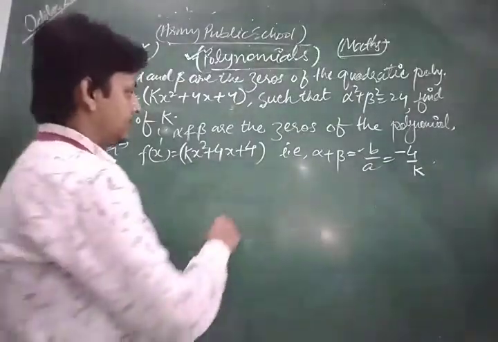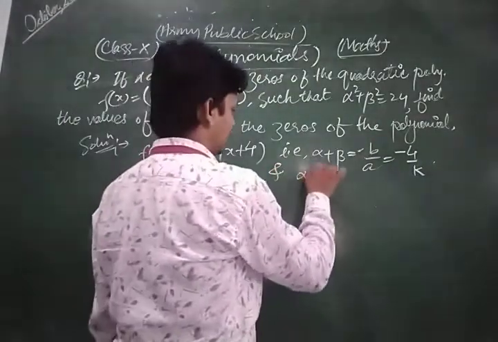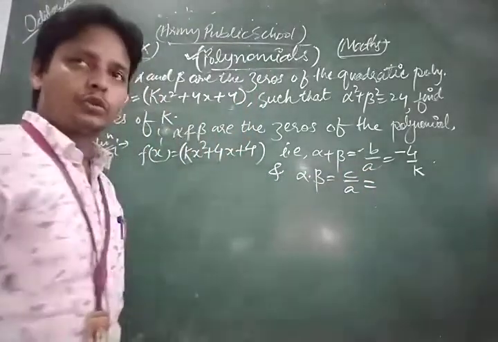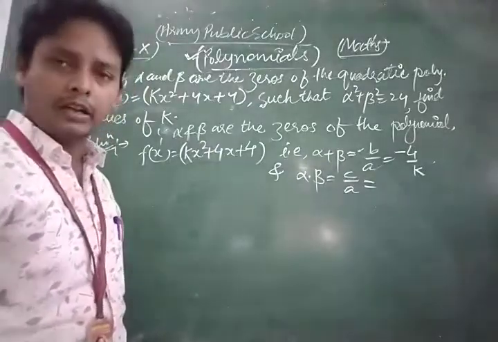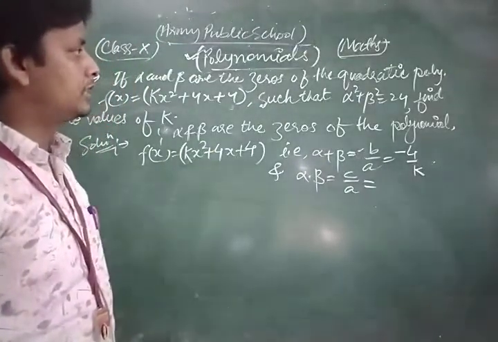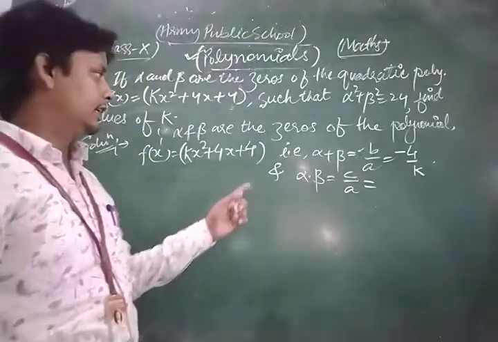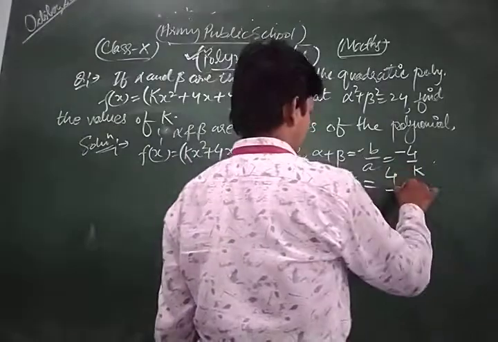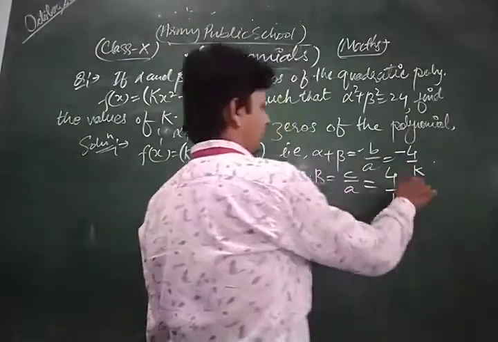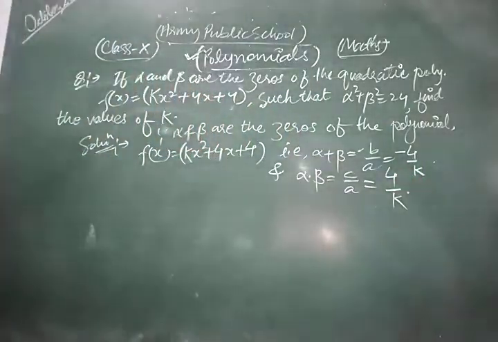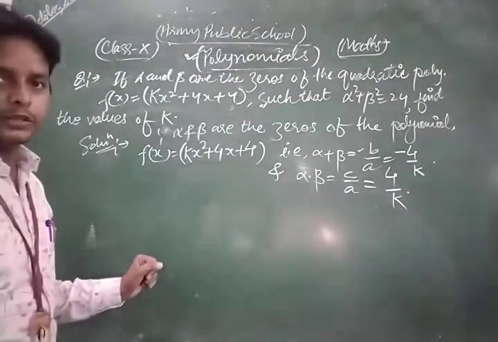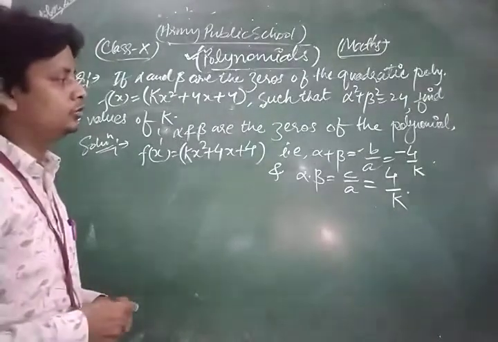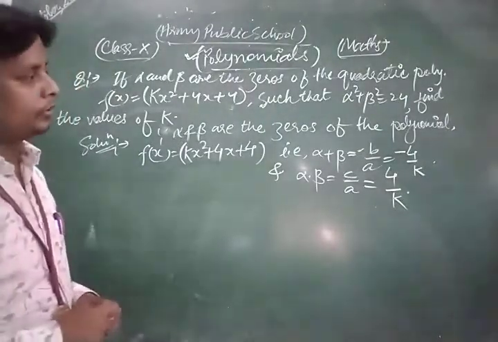Now the product of zeros, alpha into beta, is equal to c upon a. C is your constant term, which is equal to 4, and a is the coefficient of x square, which is k. So in this way we find the value of alpha plus beta as minus 4 upon k, and the value of alpha into beta, that is 4 upon k.